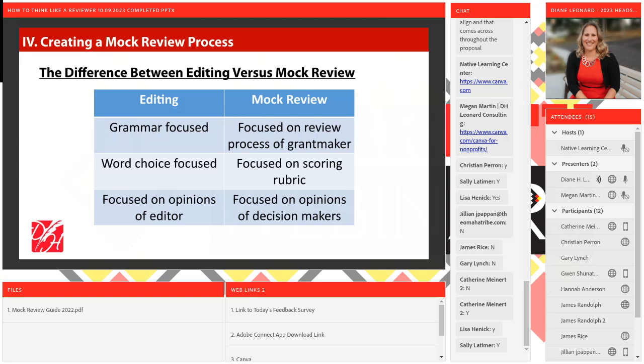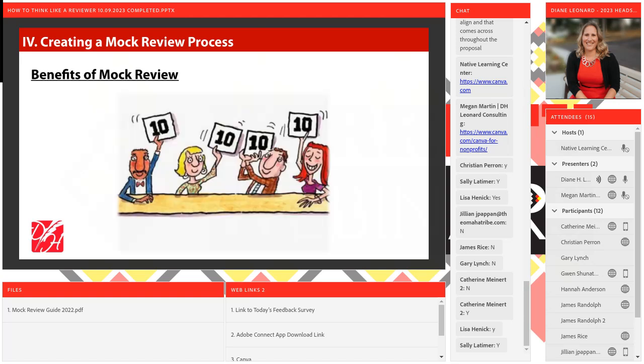Instead, we want to think about mock review. So mock review is thinking about how we will be scored, how we will be judged, what the review process will be like. So the person or persons doing the review are thinking like the decision maker, not a copy editor. That is a very different feeling.